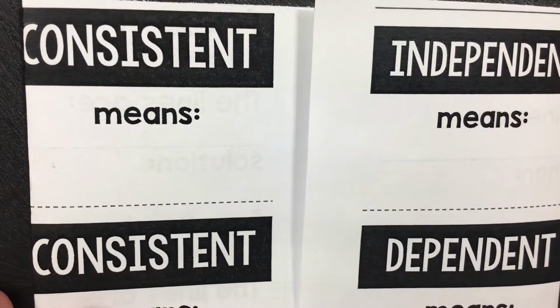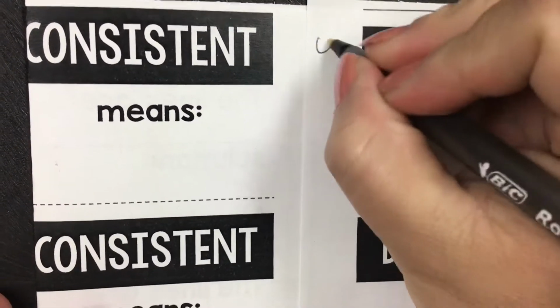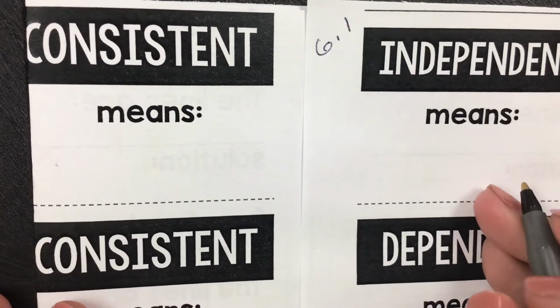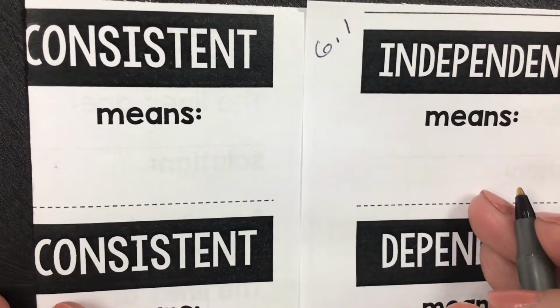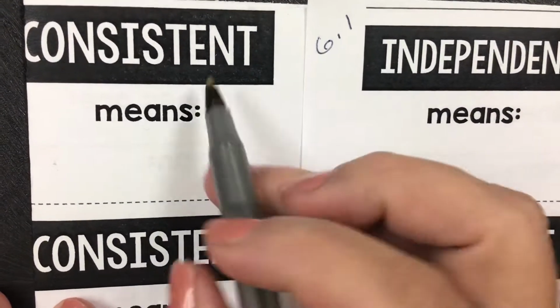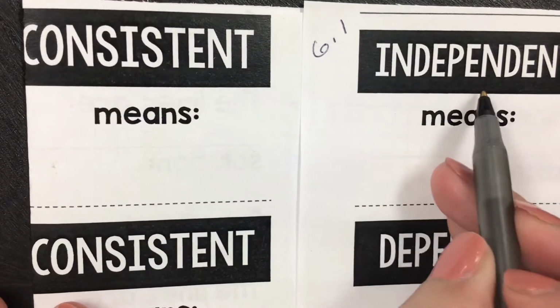This is the first foldable for section 6.1, and what we're doing today is graphing systems of equations. What that means is that we're going to be graphing two lines in one coordinate plane. We're first going to look at what it means to be consistent and independent.